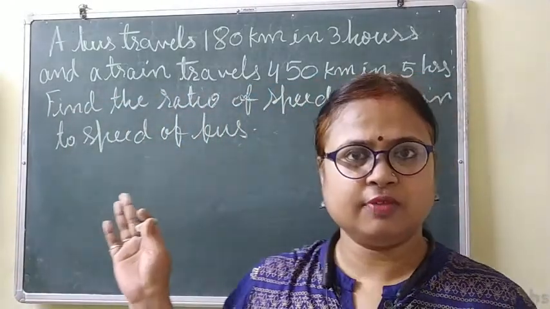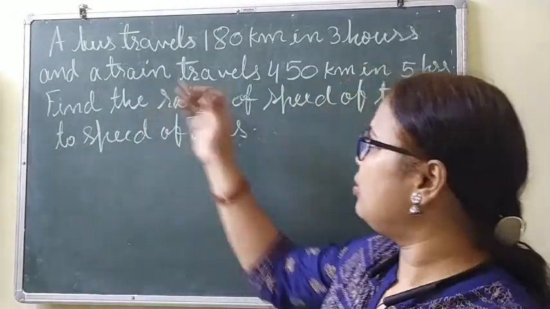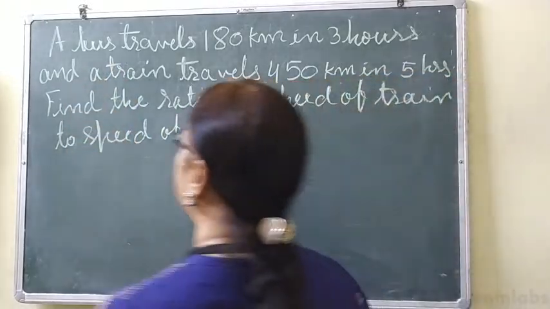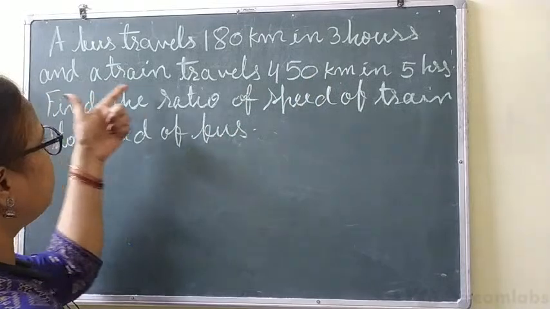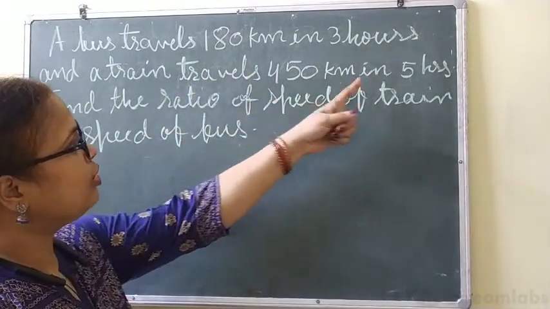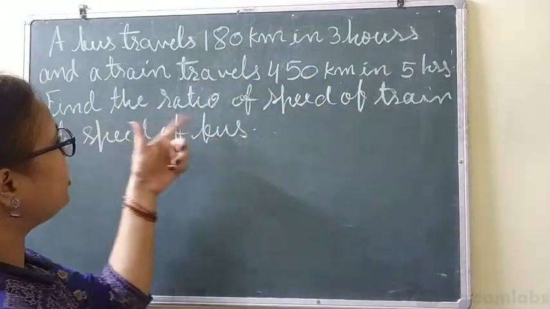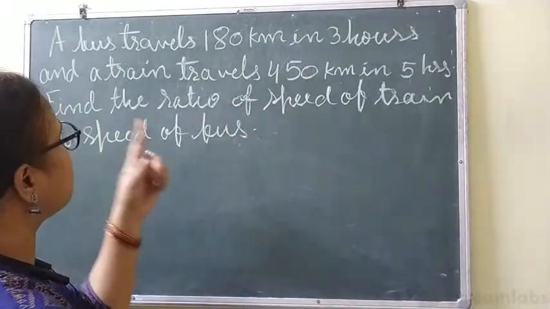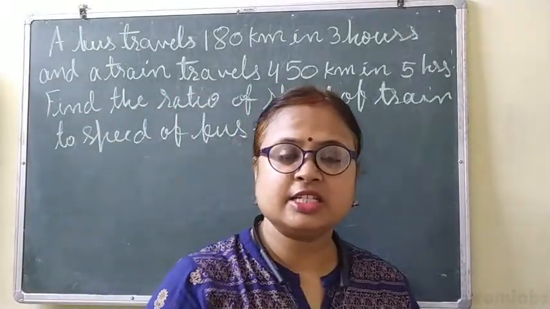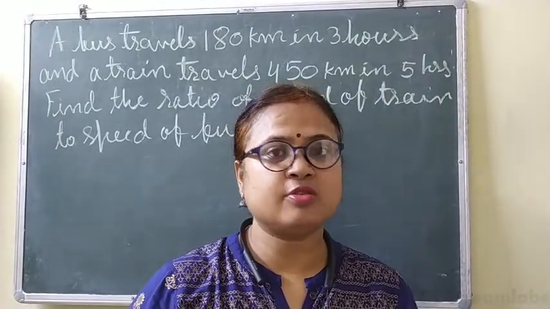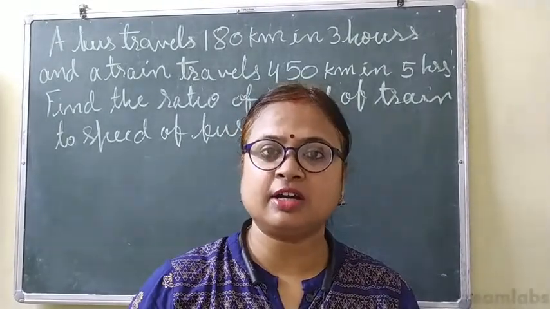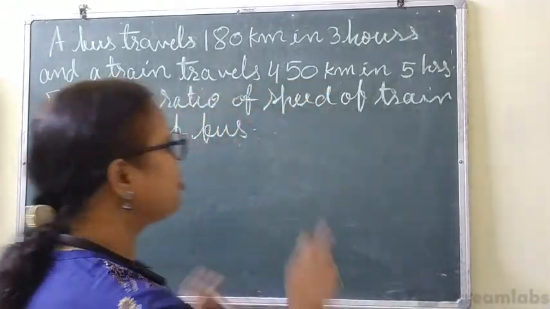So this question is not difficult, it is very easy. What is given first? It is given that a bus travels 180 kilometer in 3 hours and a train travels 450 kilometer in 5 hours. Find the ratio of speed of train to the speed of a bus. Distance is given, time is given, and we have to find the ratio of speed. So first we will find out the speed.